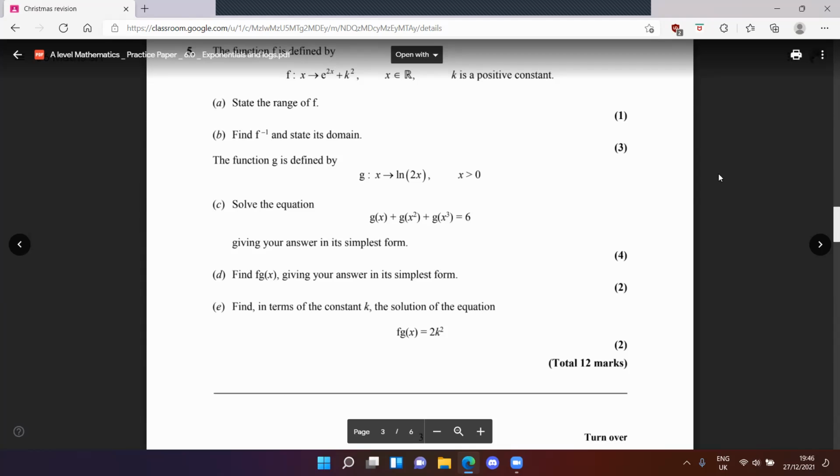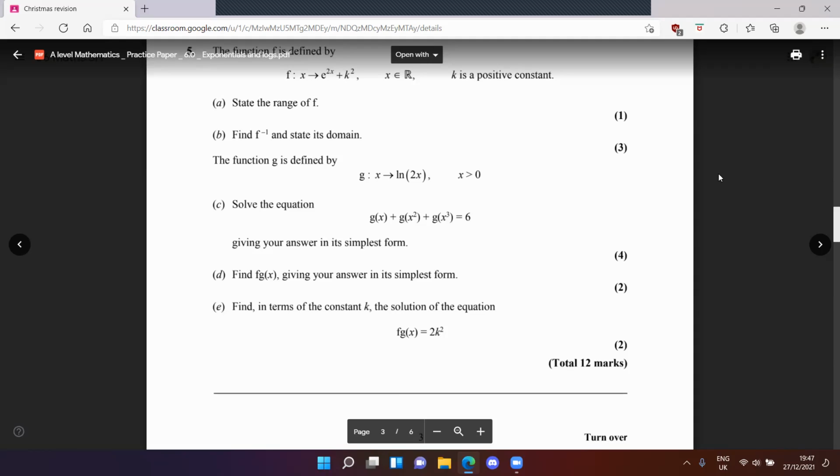So g of x is a function. Can I replace g of x with x for now, then sub in later? Don't say x if you're replacing, use some other variable. Let's go y. So g of x equals y. So y plus y squared plus y cubed equals 6. So I have to solve for y here. How do I do this?